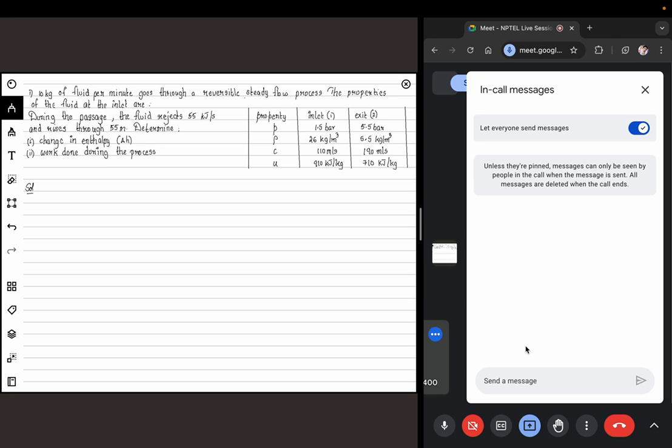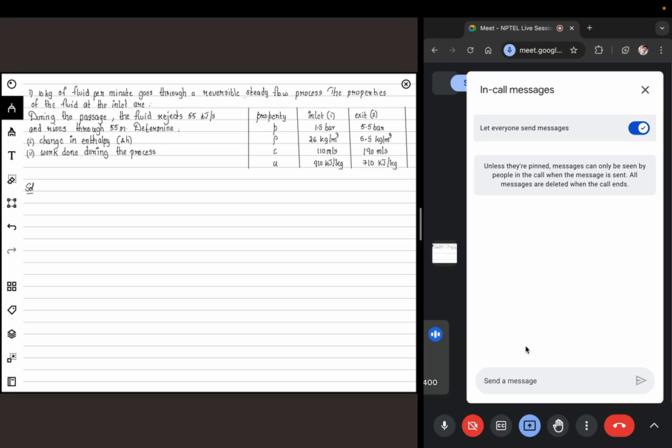I guess we should get started. So first problem here, 10 kg of fluid per minute goes through a reversible steady flow process. The properties of the fluid at the inlet and outlet are given here. So P is pressure, rho is the density, C is velocity, and U is the specific internal energy. During the passage, the fluid rejects 55 kJ per second and rises 55 meter. Determine the change in enthalpy and work done during the process.